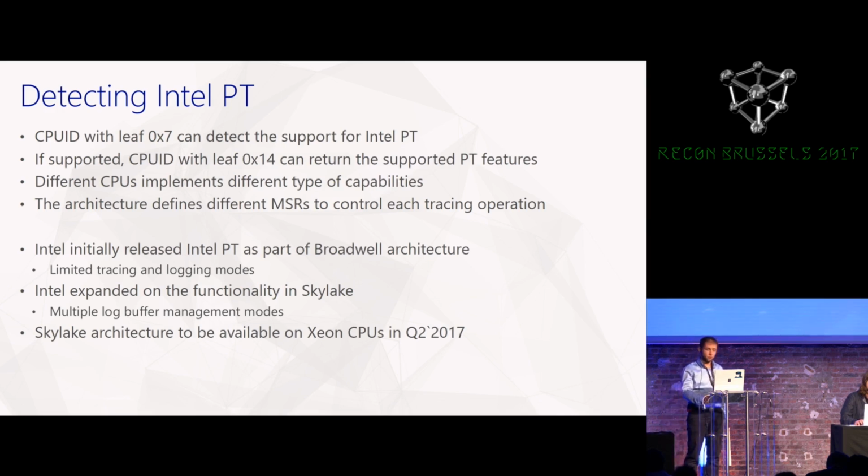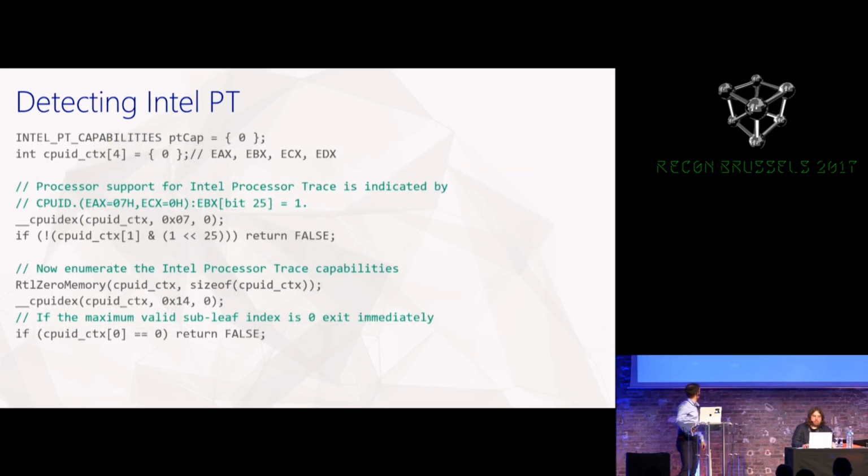The Xeon CPUs will be released by Intel in the second quarter of 2017. They are quite done. Okay, here in this slide I would like to show the code for detecting Processor Trace. As you can see, it's quite easy, and there's nothing special, only a pair of CPUID instructions.